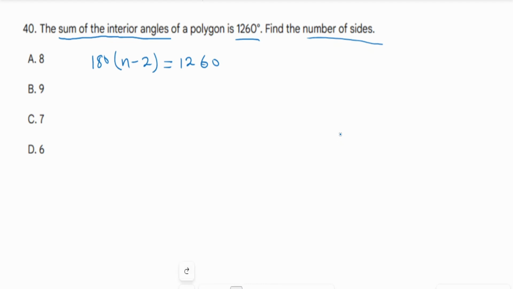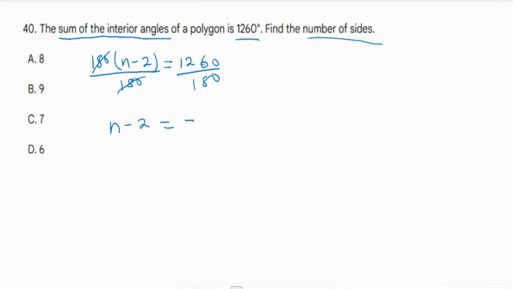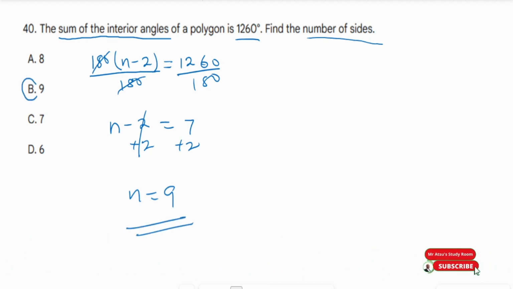So the first thing we'll do will be to divide both sides by 180. And then this cancels out. We have n minus 2 to be equal to 1260 divided by 180, and that is 7. So this should be equal to 7. And then we add 2 to both sides. This goes away. We have n to be equal to 9. So the polygon has 9 sides. And that is option B.